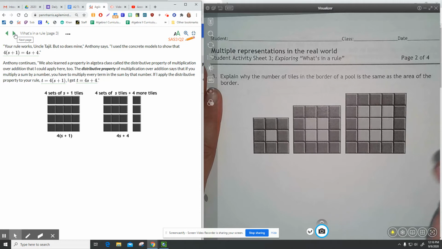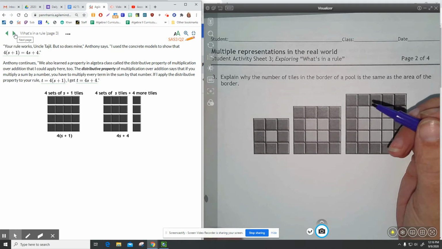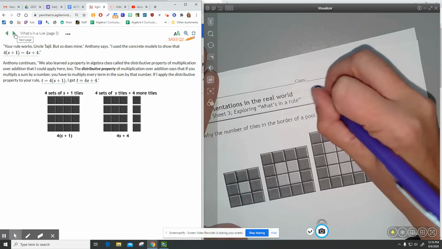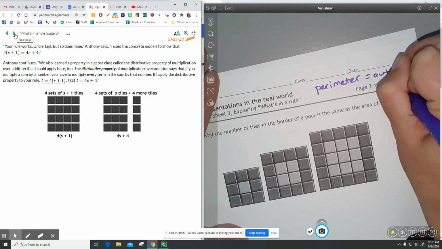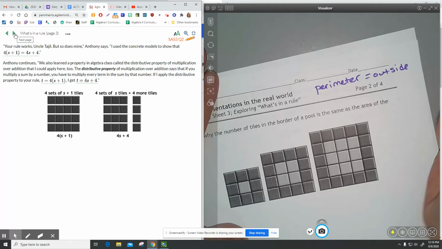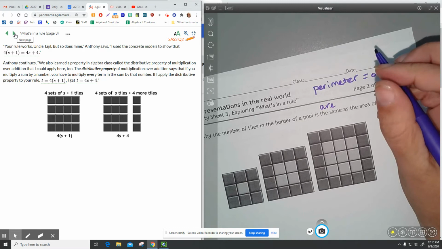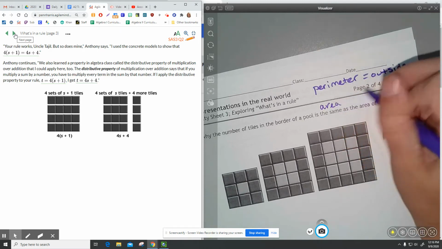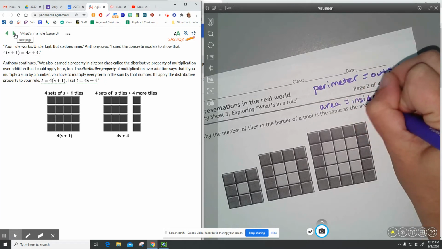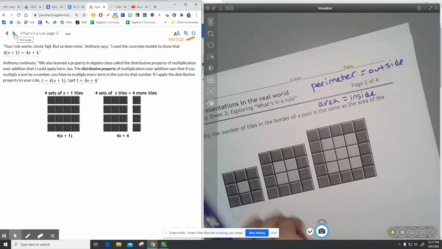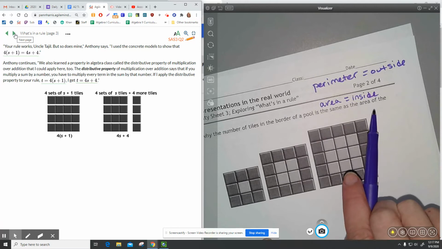Now, some of you guys may be thinking, well, wouldn't the tiles around the pool be the perimeter? If you guys remember back, you may want to write this down. Perimeter means the outside, all the sides added up. Area is the inside. Now, the one thing to note, they say explain why the number of tiles in the border of the pool is the same as the area of the border.